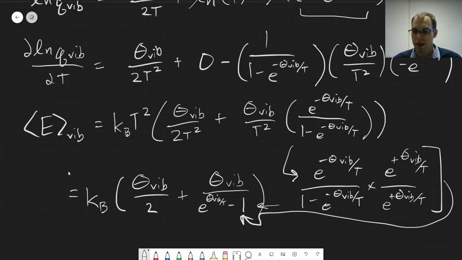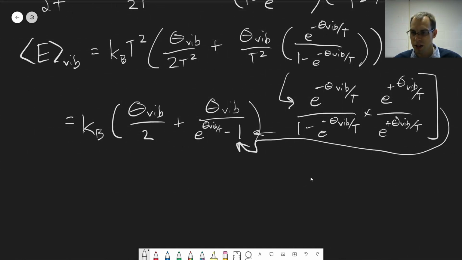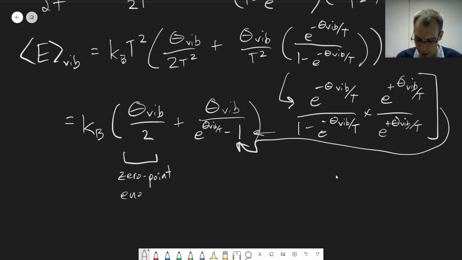Okay, so that is our vibrational contribution to the energy. It depends on that vibrational temperature. We have one term that doesn't depend on temperature at all, which is what we call the zero-point energy. This is the energy that comes from just the fact that our molecule is always vibrating a little bit, and there's actually no way to prevent it from doing that. If you plug in v equals 0 into the energy equation we had earlier, there's still a small amount of energy. You can't get rid of that, and that's where this term comes from. And then the second term shows our temperature dependence.